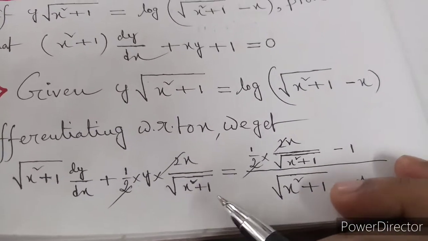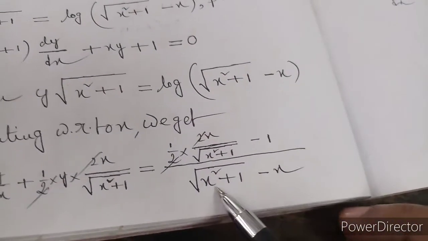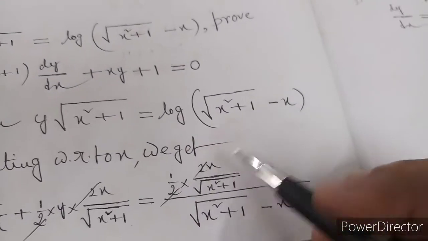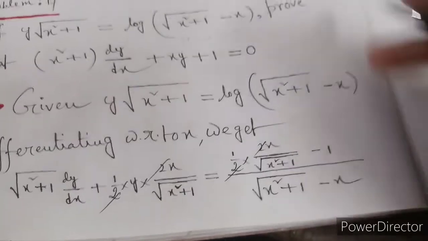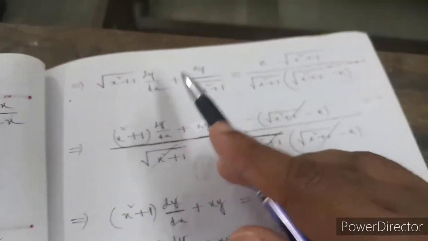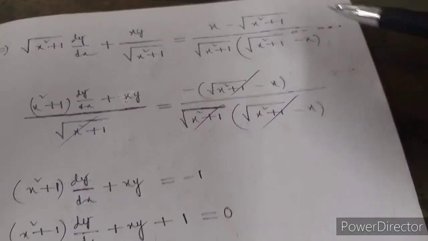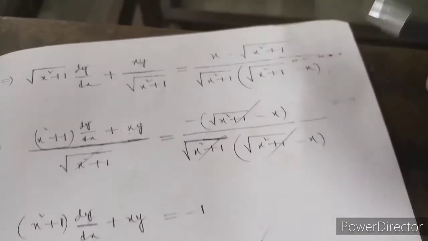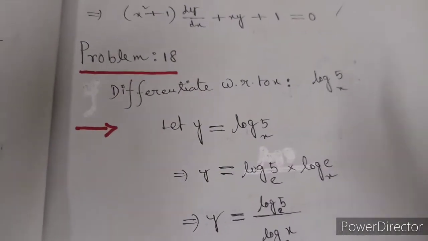2x by root under x square plus 1, equals the derivative of log of this one, which is 1 by root under x square plus 1 minus x, and the derivative of this one is half of 2x by root under x square plus 1 minus the derivative of x, which is 1. Clear? So after simplification and calculation, we get the result. Please check the calculation. This calculation is a very simple sum. It should be clear. Okay, so we go to the next problem.